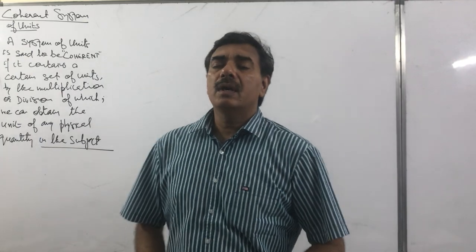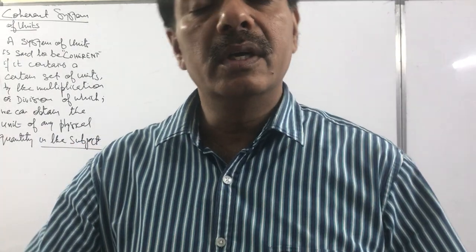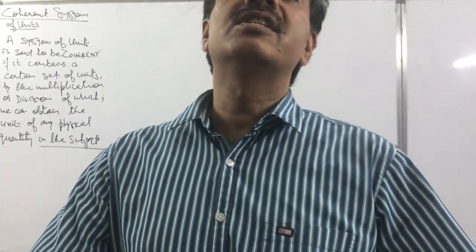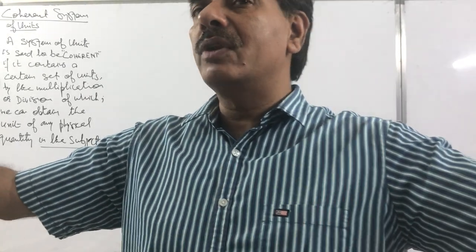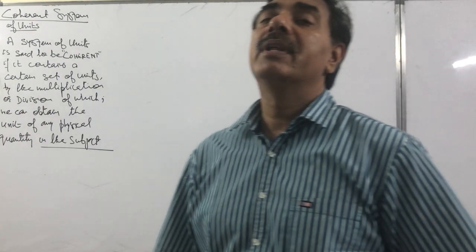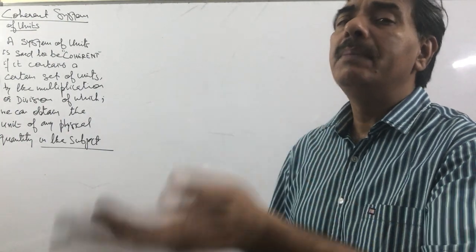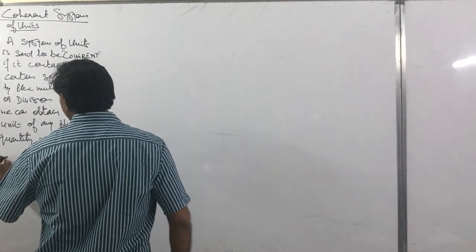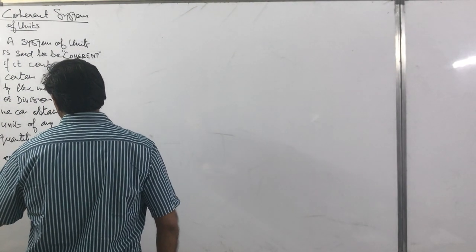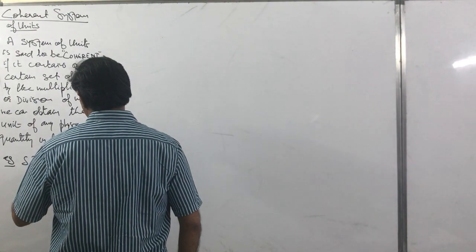So which of the systems is coherent? It is obviously SI, because CGS contains only those quantities which deal with mechanics. The international system of units deals with so many quantities, by the multiplication and division of which we will be able to obtain the units of any physical quantity in the subject. Example, SI is coherent.